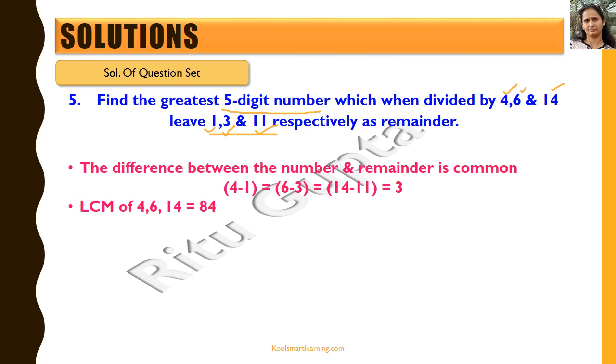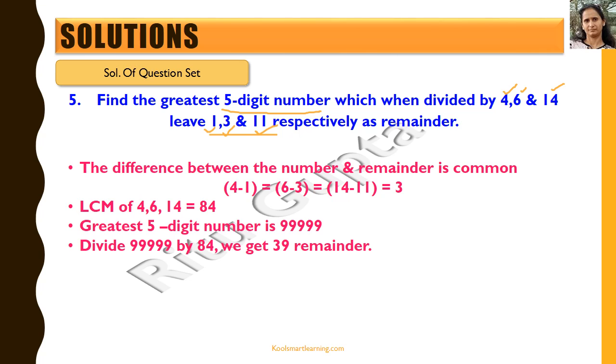So now we first find out the LCM of these three numbers, 4, 6 and 14, which comes out to be 84. Now the greatest 5-digit number is 99999, and if that is divided by 84, it leaves 39 as the remainder, which we will subtract from this, and we get 99960, which is the greatest number divisible by these three given numbers, 4, 6 and 14.